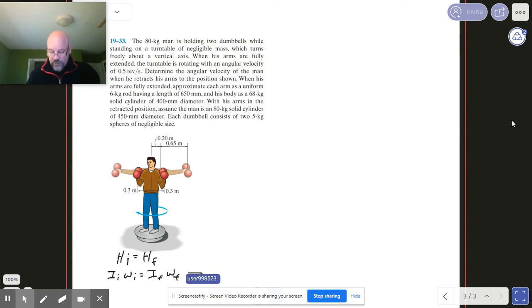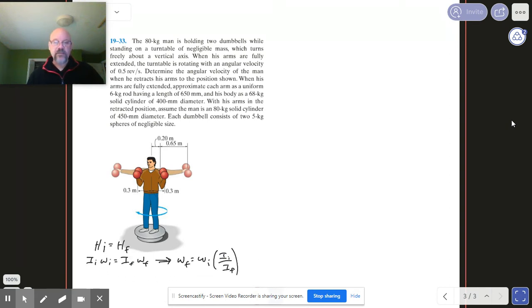Now, once we do our algebra, we're going to see that that final rotational velocity is just the initial times the ratio of the initial to the final. That's it. That's all there is to it. Boom. So if we get those I values, then we're good to go. Okay. That's the simple part, what I've just shown you. The harder part is how do we get those moments of inertia?